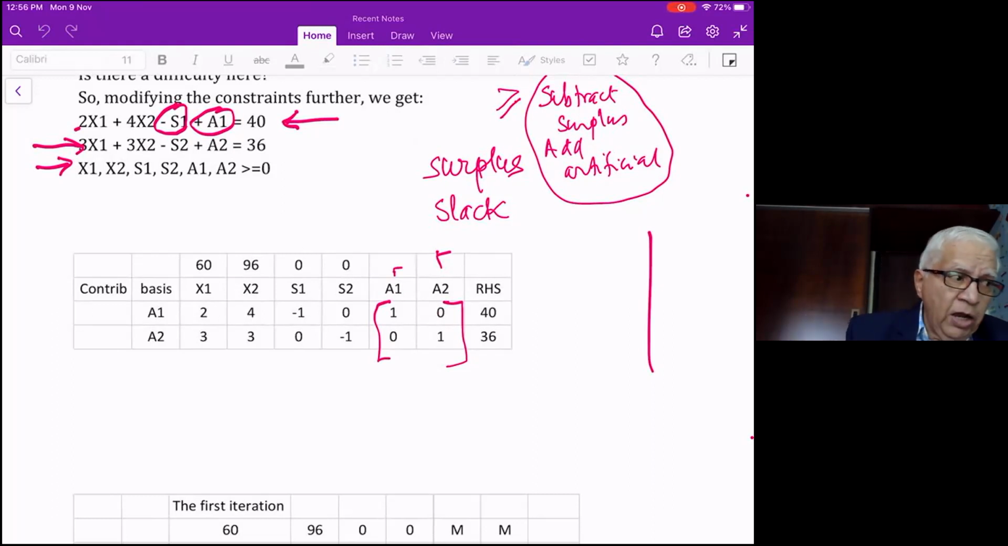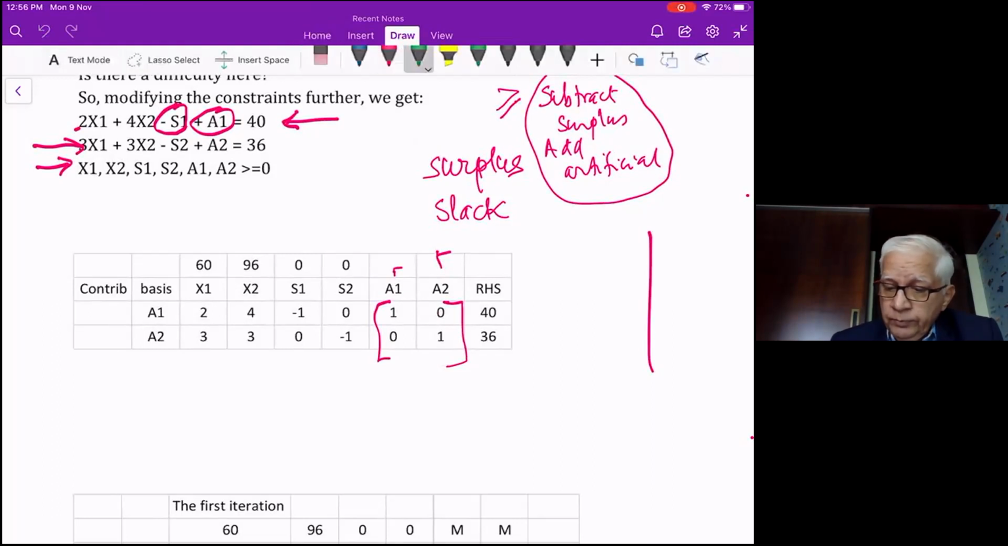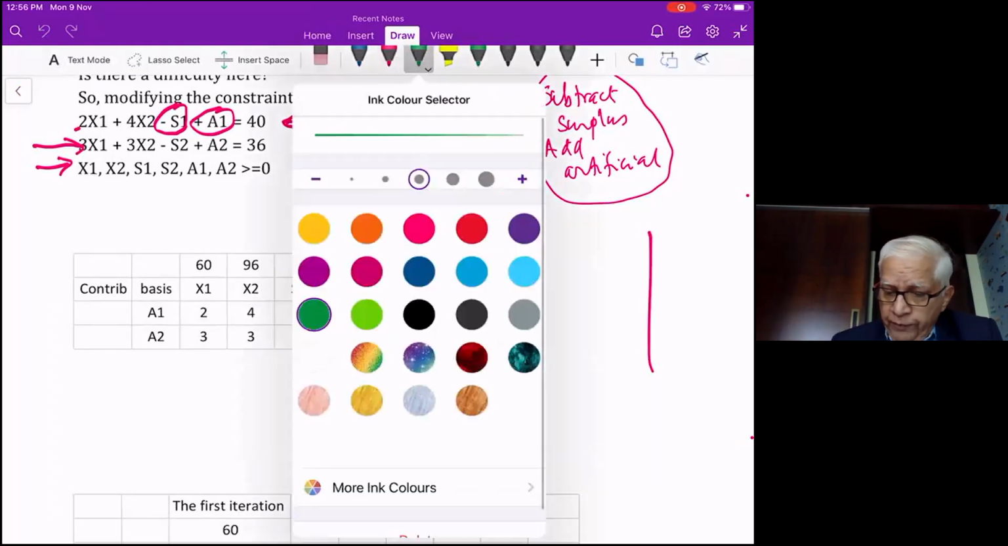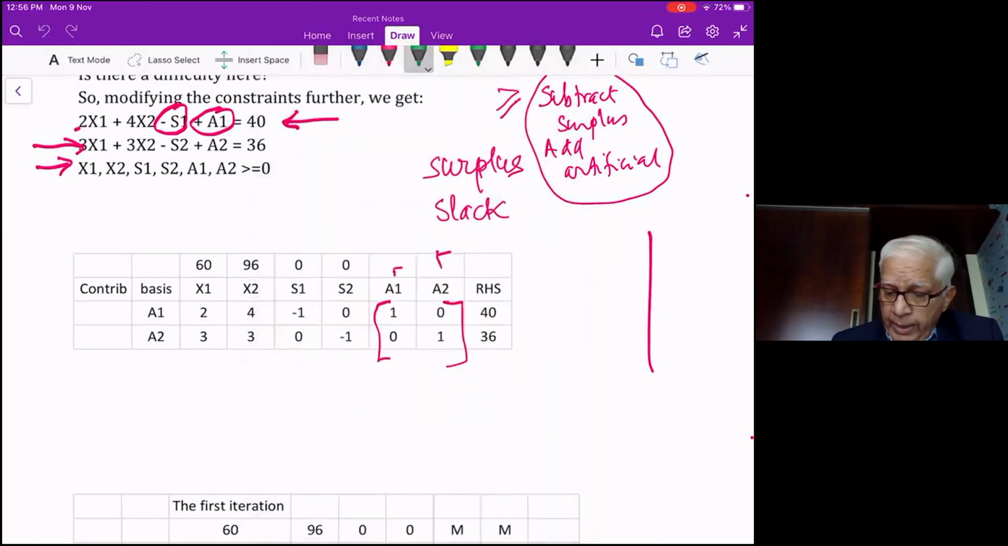That's fine. Now, how to do that? Let's do that. See here. We'll write the contribution of A1 and A2 as something like M. What is M? M is a positive number tending to infinity. So M is greater than any number that you can think of.